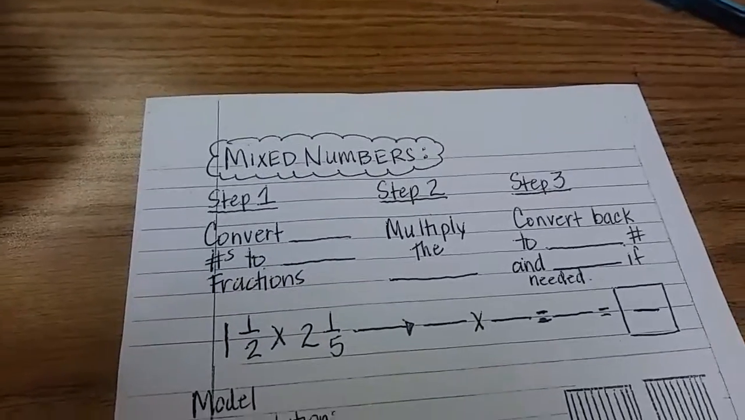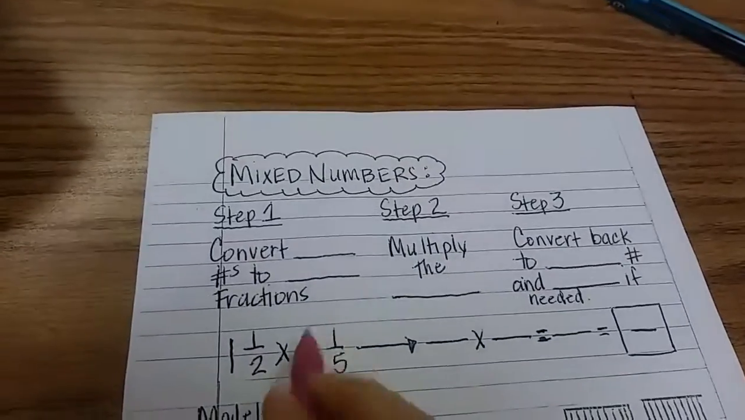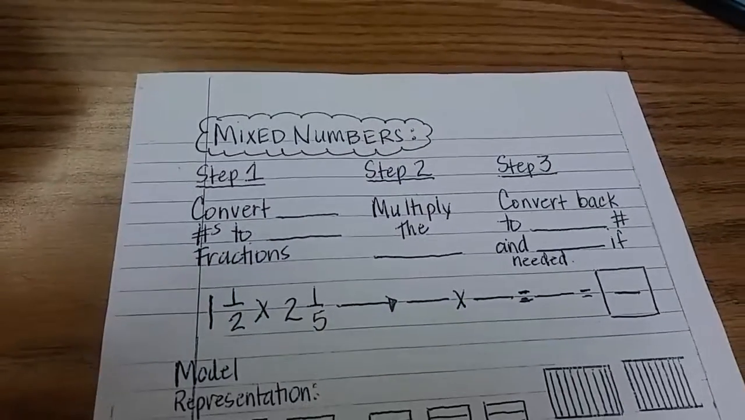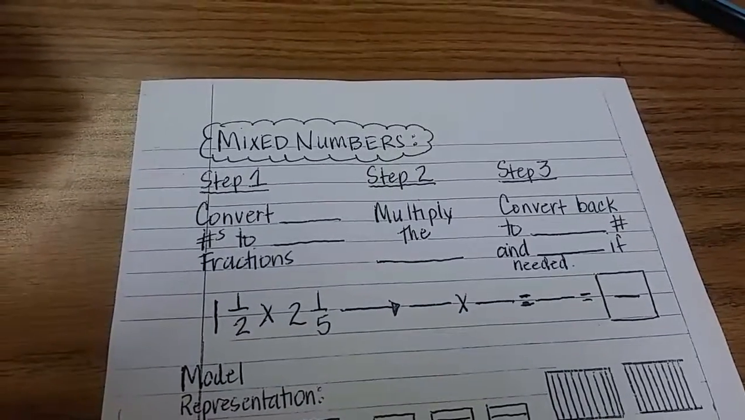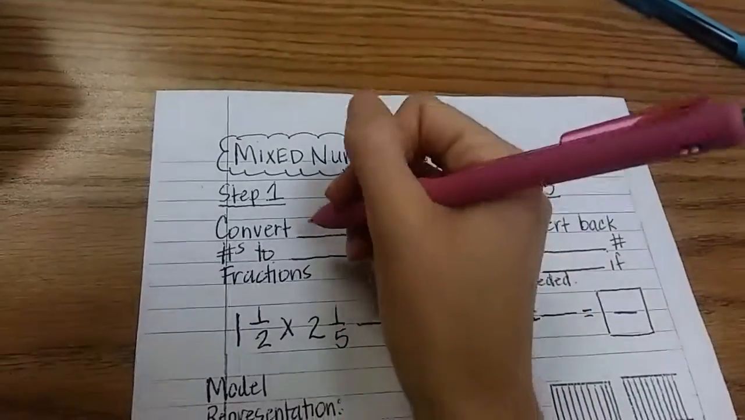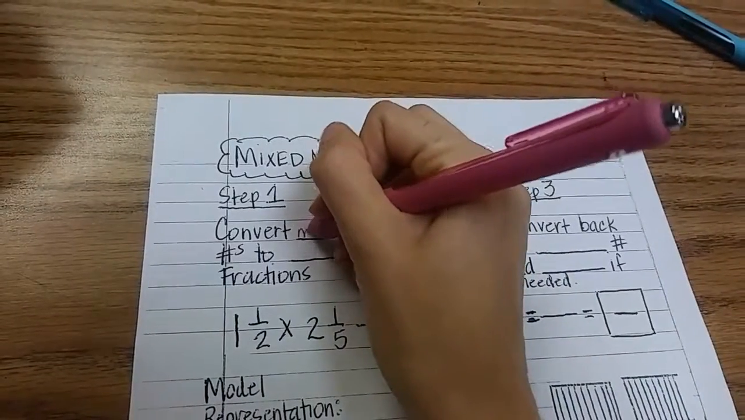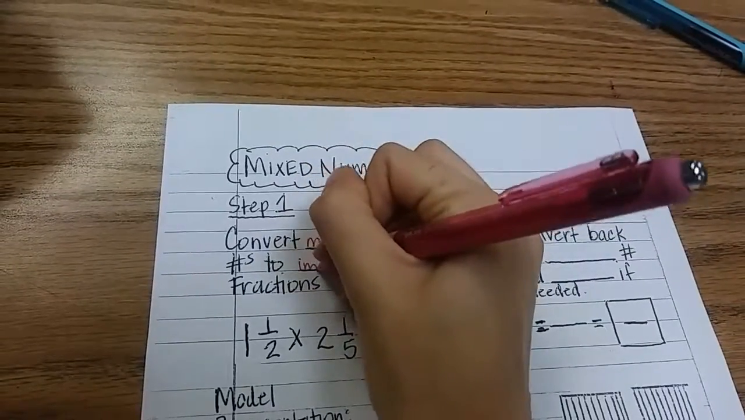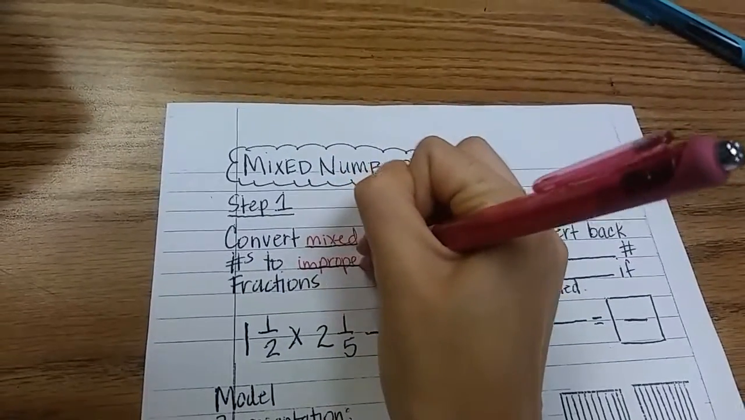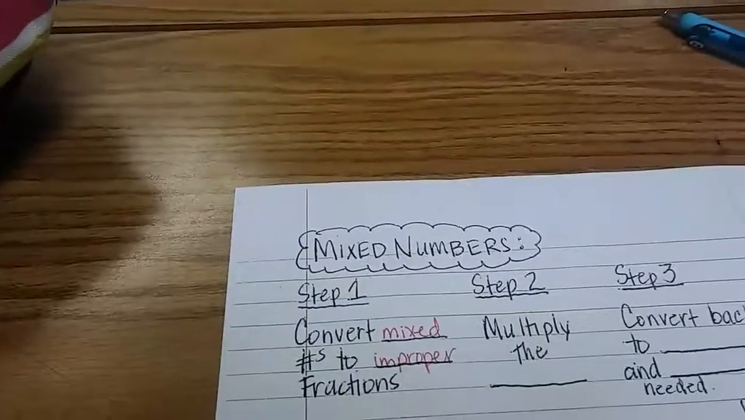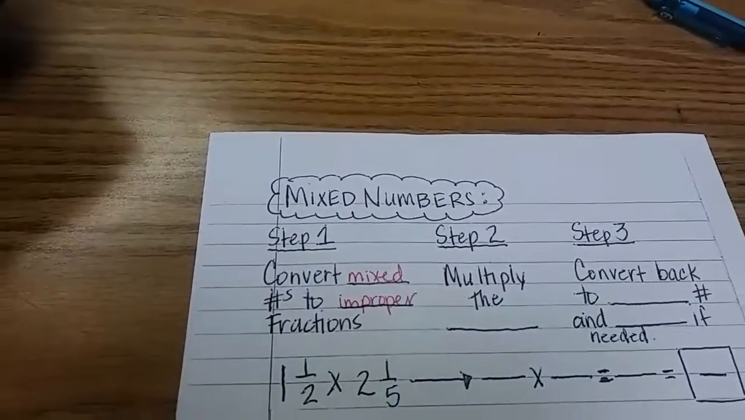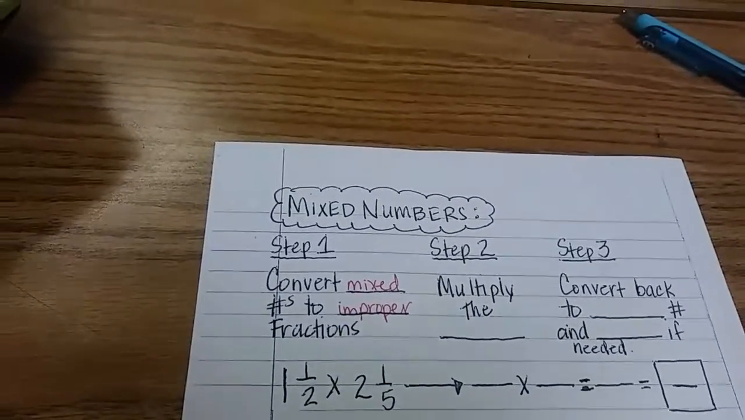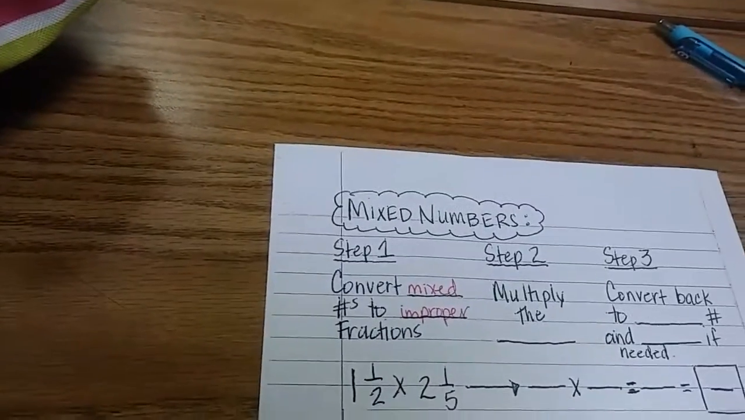So we're still multiplying fractions, but this time we're multiplying mixed numbers. Yesterday we looked at whole numbers. Today we're looking at the mixed numbers. So your step one needs to be convert those mixed numbers to improper fractions. Remember we talked yesterday about how an improper fraction is a fraction where the numerator is bigger than the denominator. So let's look at how that works because that's kind of confusing.